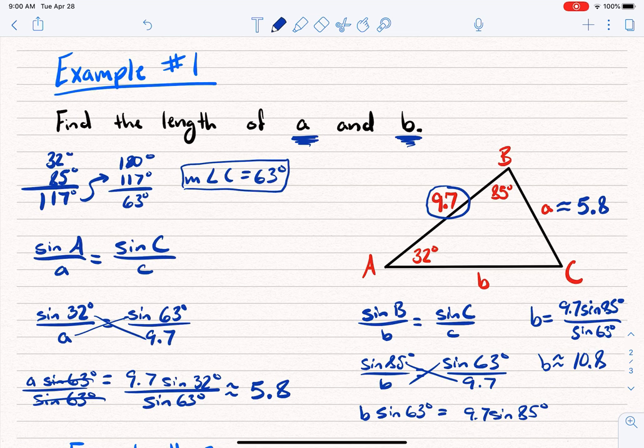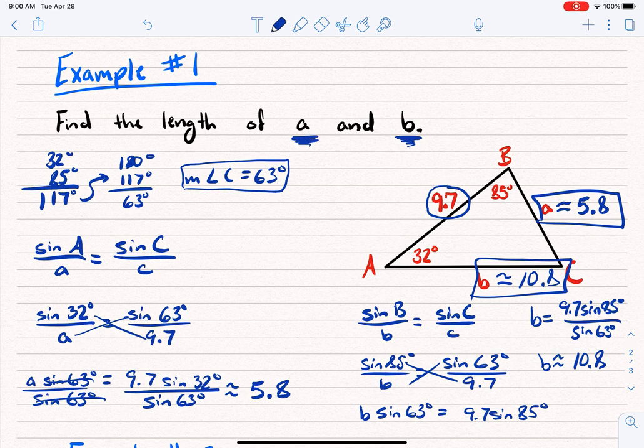And there you have it. So b is about 10.8, and we've solved the problem. We know what a is, about 5.8, and b is about 10.8. Now, the fact that they're both 0.8 is just completely arbitrary and luck. It's coincidence. It's not that they'll always end up that way. That just happens to be how this problem worked out.